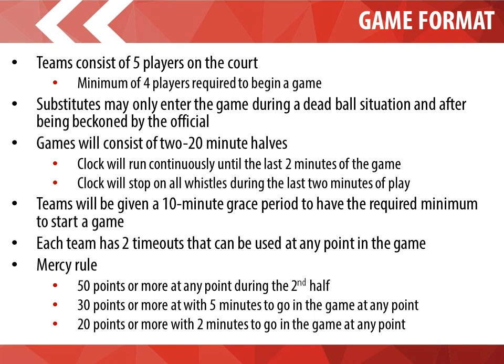Teams consist of 5 players on the court, and there is a minimum of 4 players required to begin a game. Substitutes may only enter the game during a dead ball situation and after being called onto the court by the official. Games will consist of 2 20-minute halves with a continuously running clock until the last 2 minutes of the game. Under 2 minutes in the game, the clock will stop on all whistles during the last 2 minutes. Teams are given a 10-minute grace period to have the required minimum number to start a game. Each team has 2 timeouts that can be used at any point in the game.